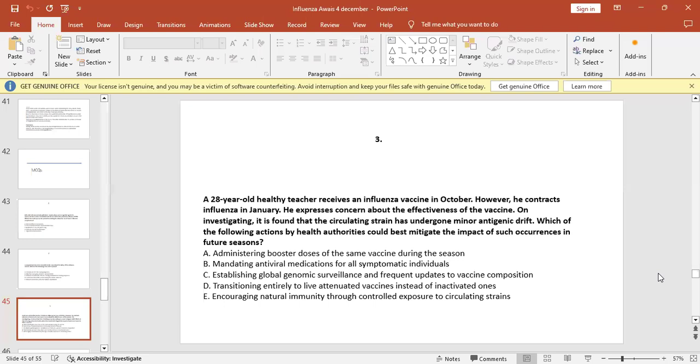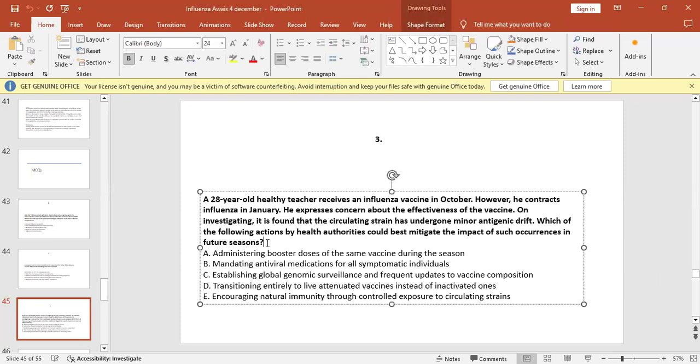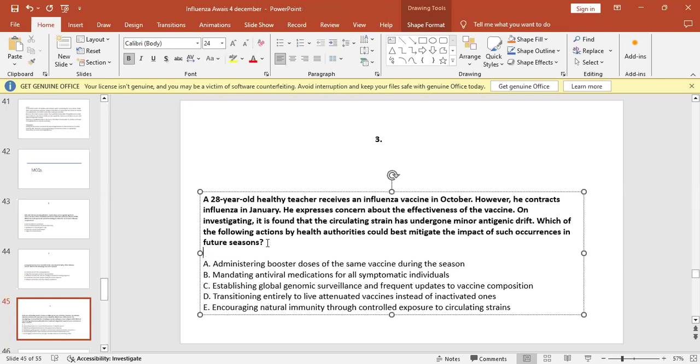The third MCQ is: a 28-year-old healthy teacher receives an influenza vaccine in October. However, he contracts influenza in January. He expresses concern about the effectiveness of the vaccine. When investigating, it is found that the circulating strain has undergone minor antigenic drift. Which of the following actions by health authorities could best mitigate the impact of such occurrences in future seasons?